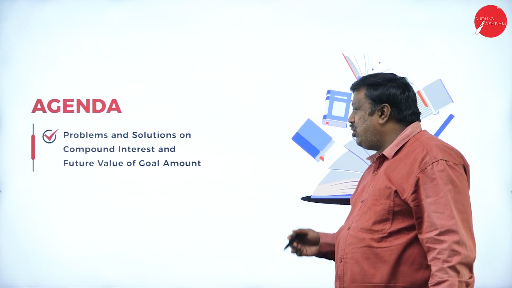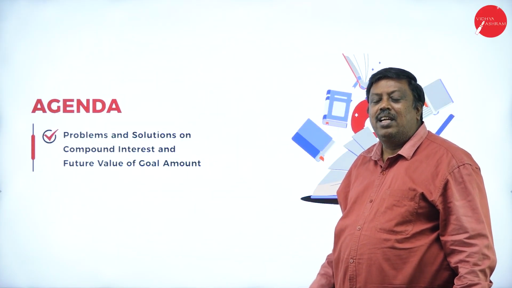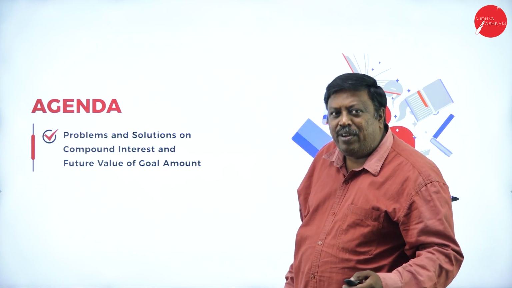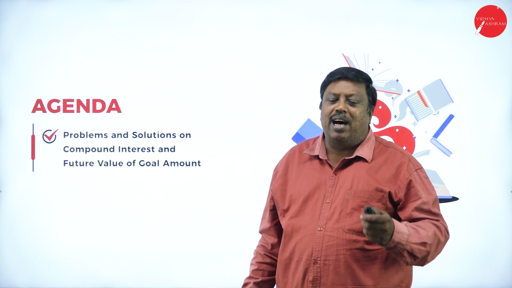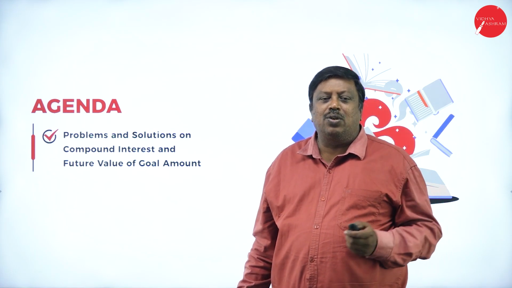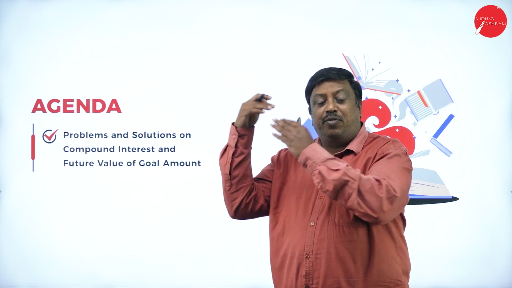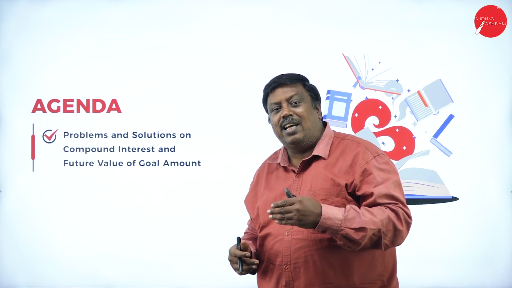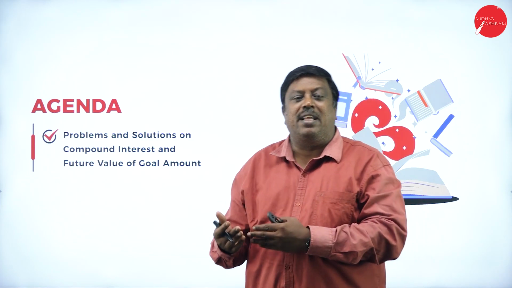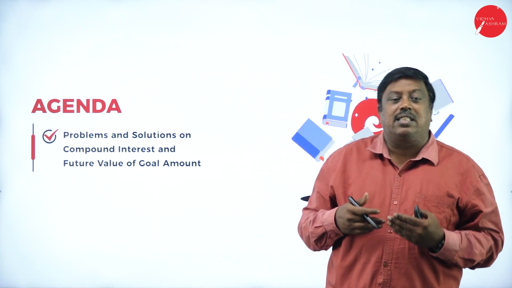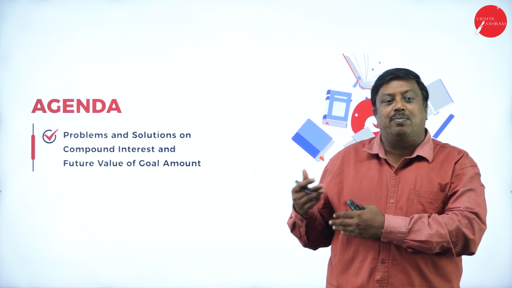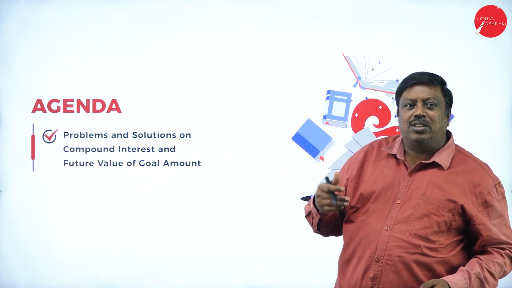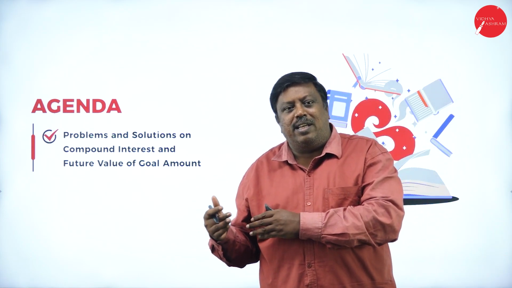The agenda is to solve problems on calculation of compound interest as well as future annuity value, that is what we are going to call the future goal amount of any person who is planning for his future, how much he has to save and how he can save it, and what the terms and conditions will be, in financial terms, for the savings he has to make for his future.